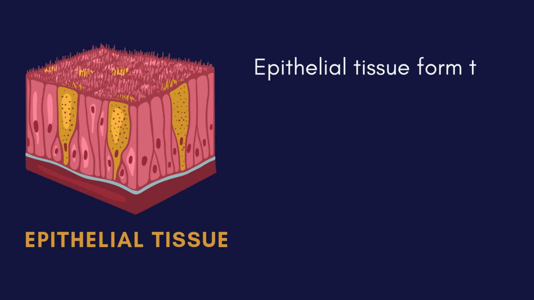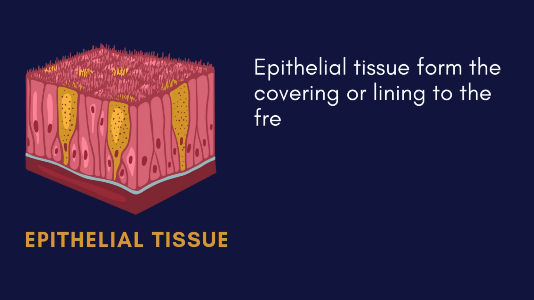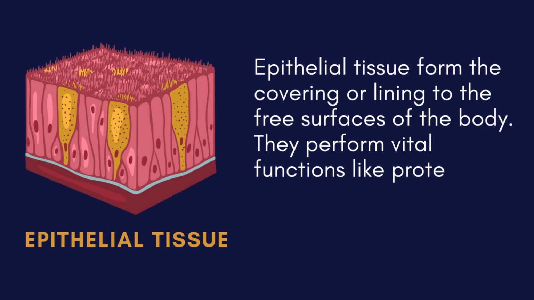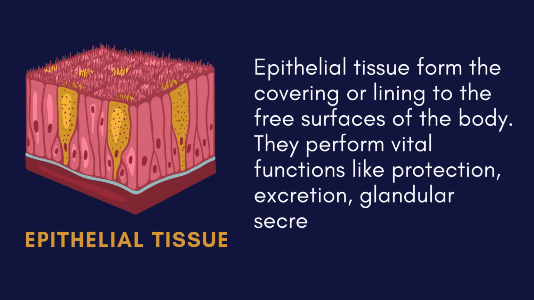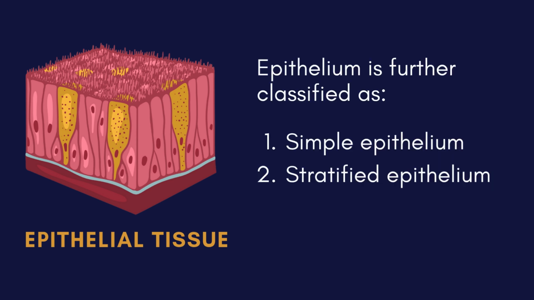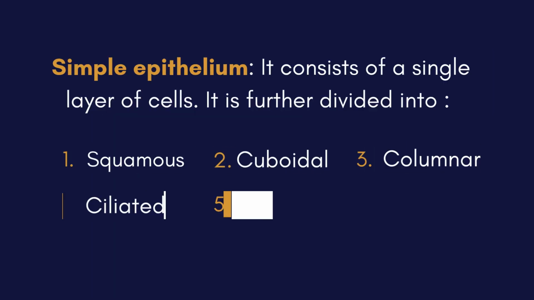Epithelial tissue. Epithelial tissue forms the covering or lining to the free surfaces of the body. They perform vital functions like protection, excretion, glandular secretion, and absorption. Epithelium is further classified as simple epithelium and stratified epithelium. Simple epithelium consists of a single layer of cells. It is further divided into 5: squamous, cuboidal, columnar, ciliated, glandular.